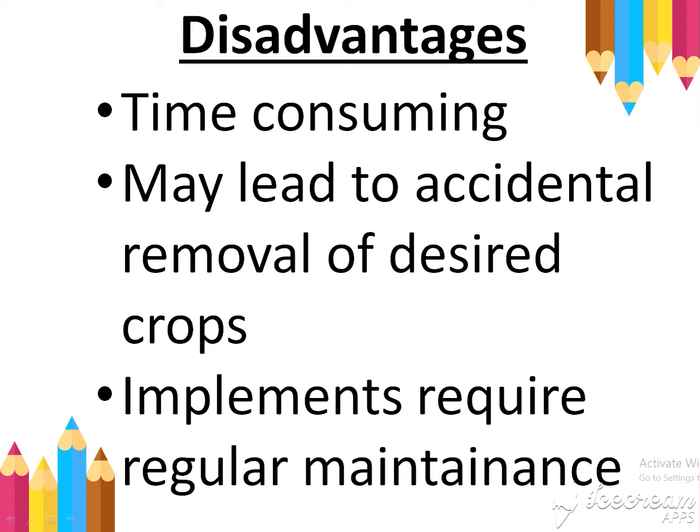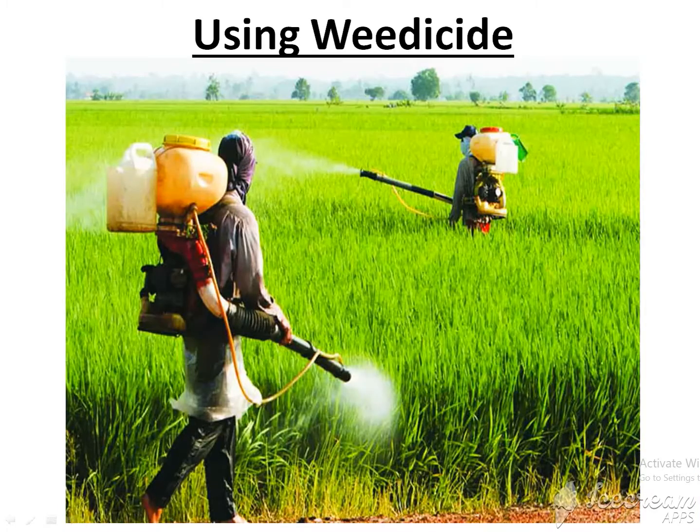Here some disadvantages are there. It is time consuming and can even lead to the accidental removal of the crops, that is, the crops that we have planted for our use. And the next disadvantage is that the implements are made of iron, so we have to maintain them properly, otherwise they may rust.